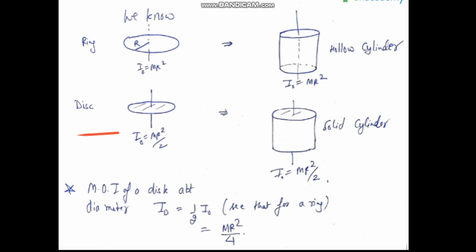Similarly, the idea of a disk can be extended to a solid cylinder. For this disk, the moment of inertia about this axis is m r square by 2. Therefore, for a solid cylinder, the moment of inertia about this axis will be m r square by 2.